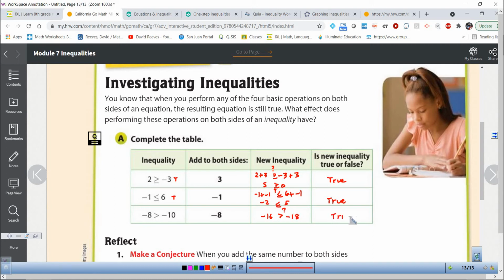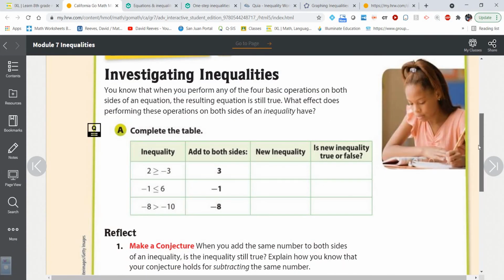So whether you add or subtract a positive value does not change whether your inequality is true or false. Adding and subtracting is just like with equations. You could add or subtract whatever you want to both sides and it stays true. So we can work with those inverse operations and be convinced that what we started with, if it was true, what we finished with will also be true.